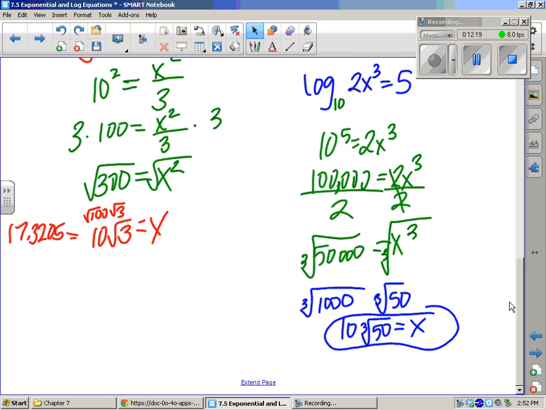So let's summarize. When we had log equations, we converted to exponents. And when we had exponential equations, we converted to logs. And we had to use some of the log props. Log props. All right.